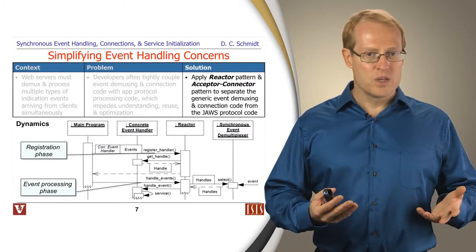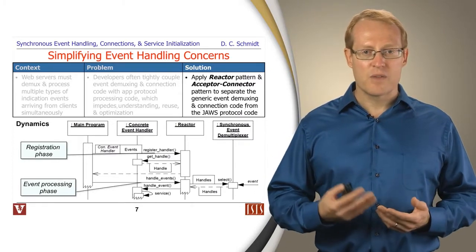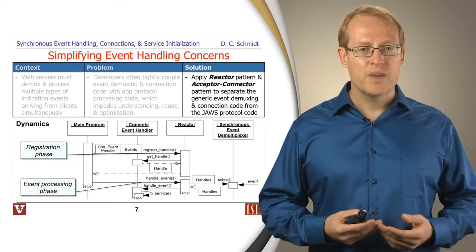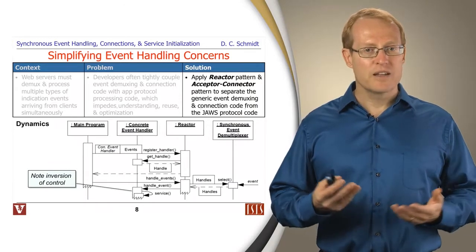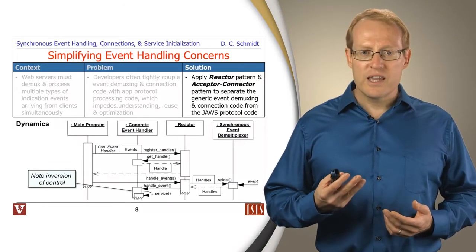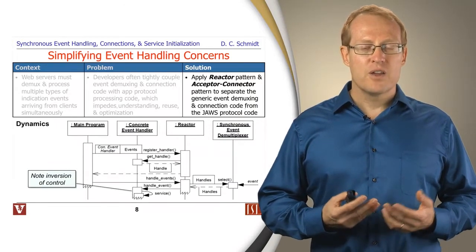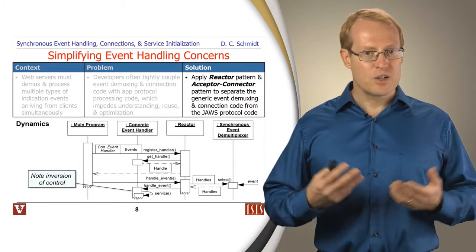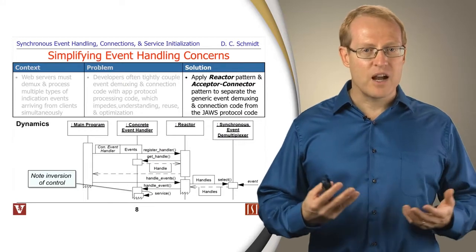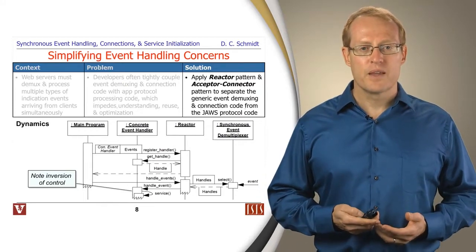It goes ahead and uses the demultiplexing and multiplexing mechanisms of the operating system to wait for events to happen. And when those events occur, it then calls back on the corresponding event handlers. Note the inversion of control that's taking place here. The reactor runs the event loop, it has the main focus of control, and it does callbacks to hook methods back to the concrete event handlers to get the work done.